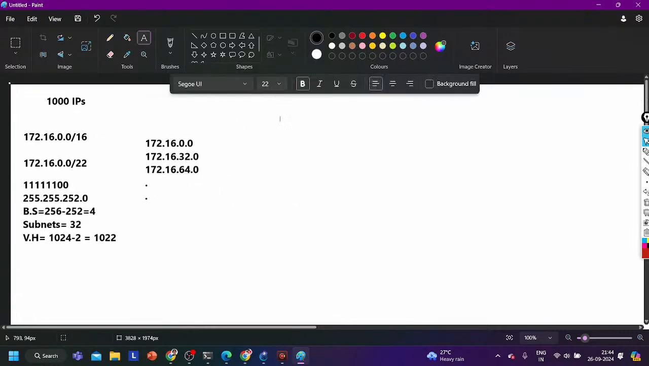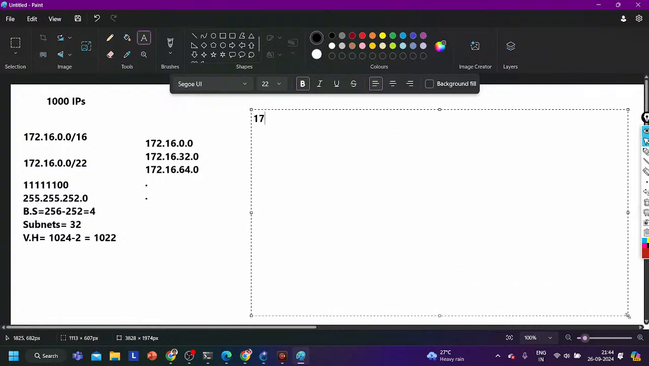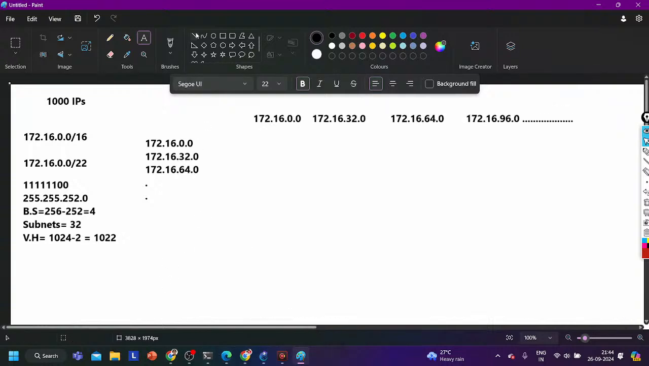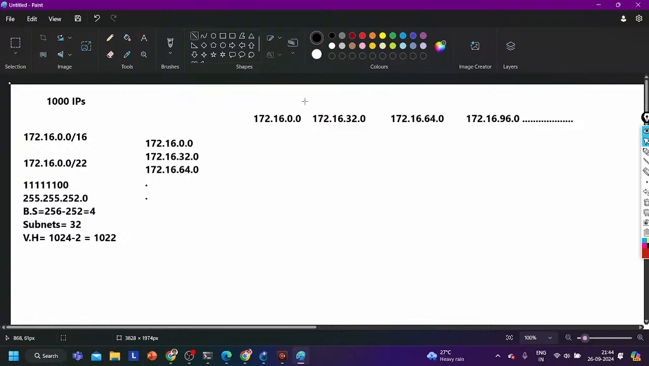First subnet 172.16.0.0. Second subnet 172.16.32.0. Third 172.16.64.0. Fourth 172.16.96.0 and so on. The increment is 64.